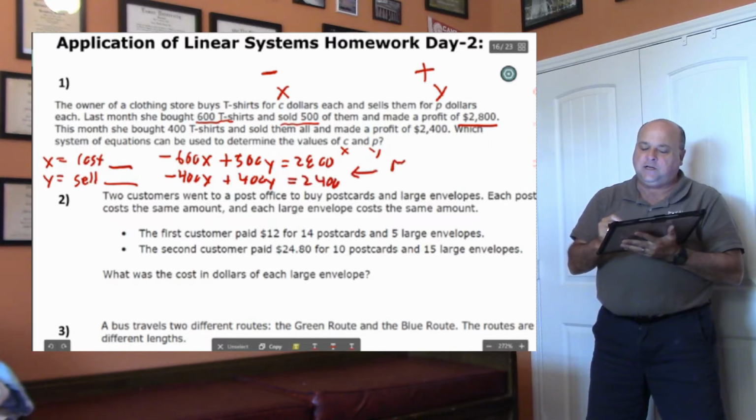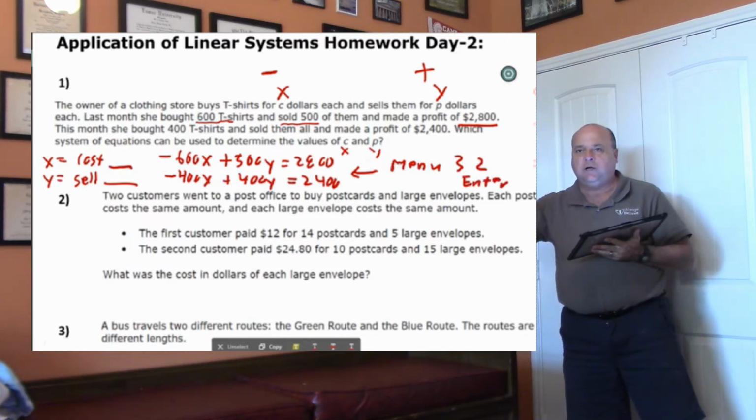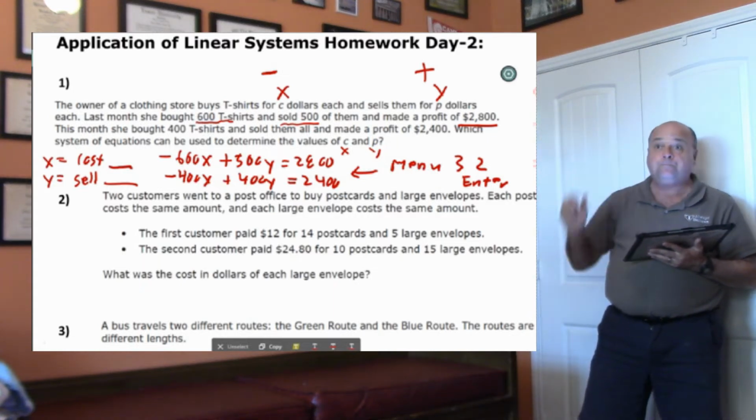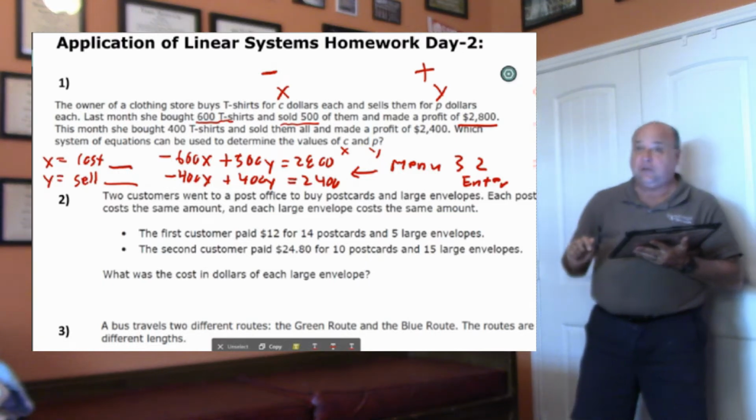You will type this into menu 3 to enter. So you'll type menu 3 to enter, type those equations in. Your answer will be what it costs and what she sells them for. Okay, so the X is going to be how much it cost her. The Y is going to be how much she sells them for.